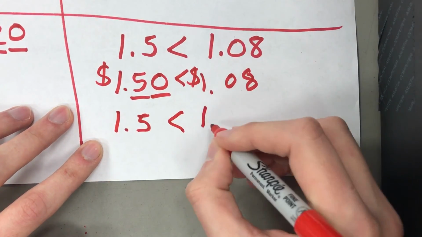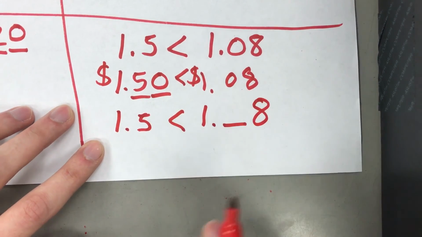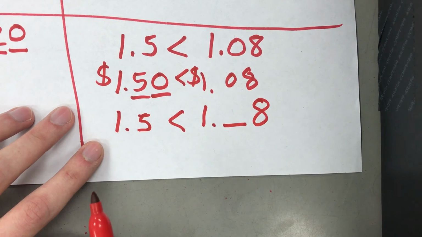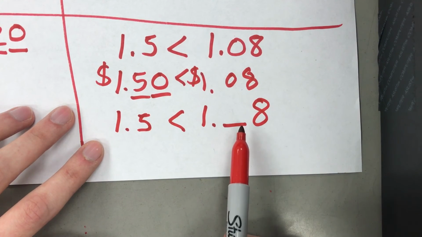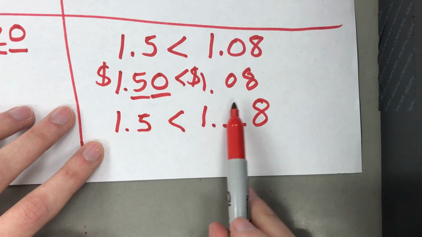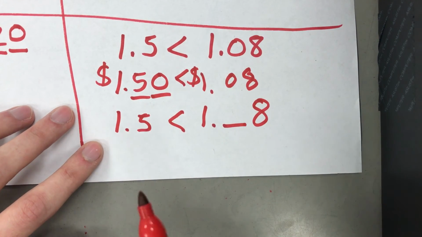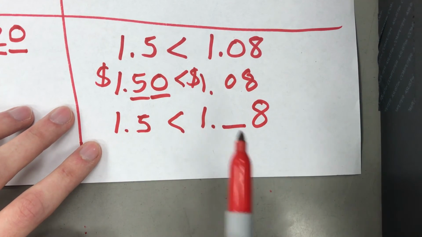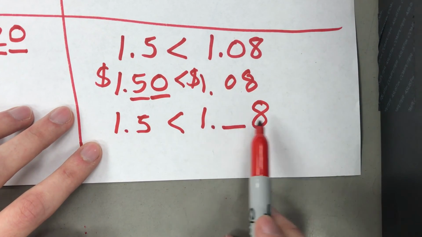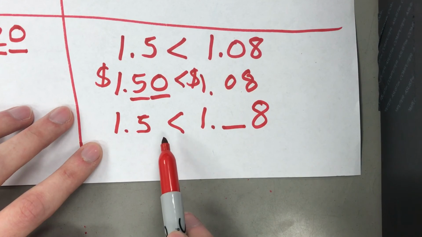What could I put in this blank? Let's replace the 0 with a whole number. What is a whole number that I could put in this blank that would make this true? Would a 2 work there? No. 2 would make that 1 and 28 hundredths, and this would still be 1 and 50 hundredths. Okay, what about a 4? No, that's not going to work either. 1 and 48 hundredths compared to 1 and 50 hundredths.